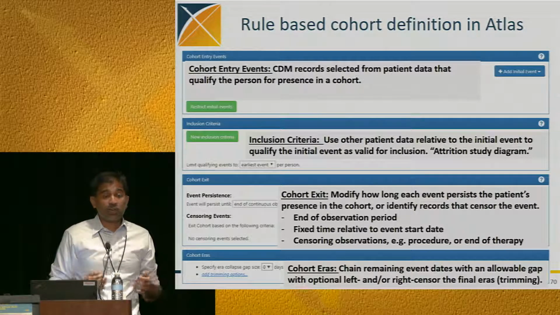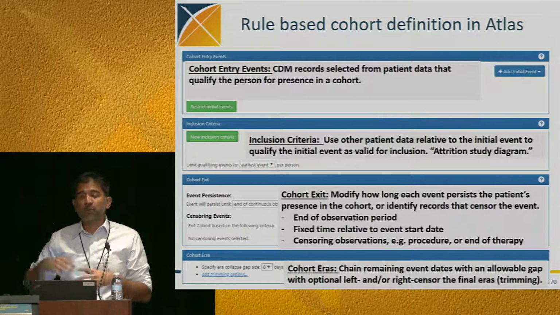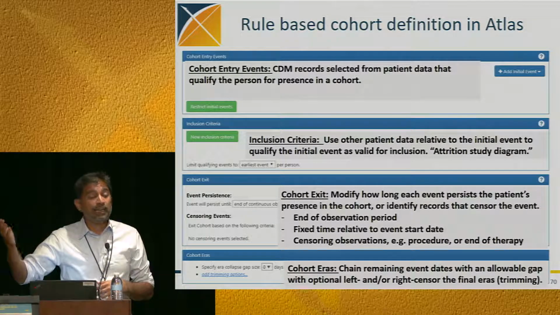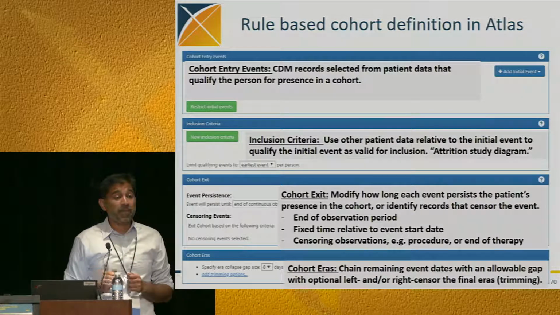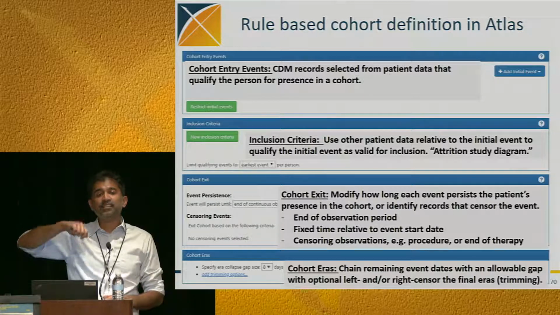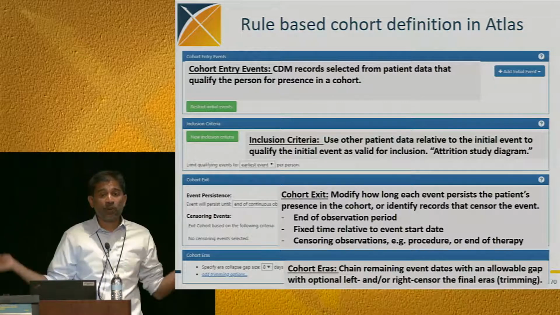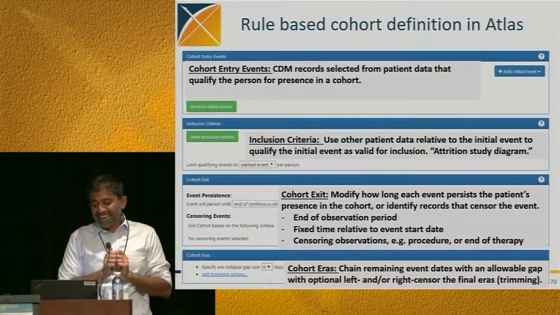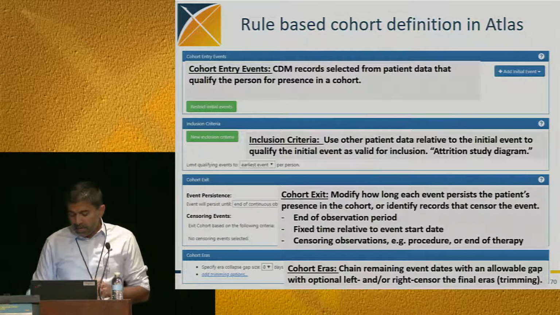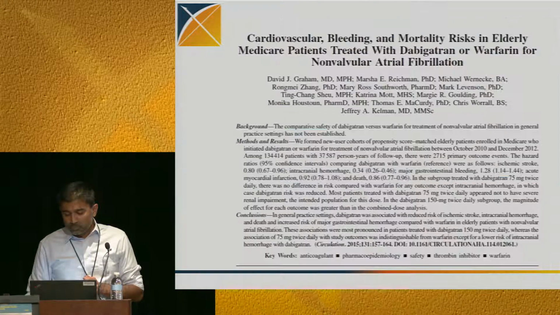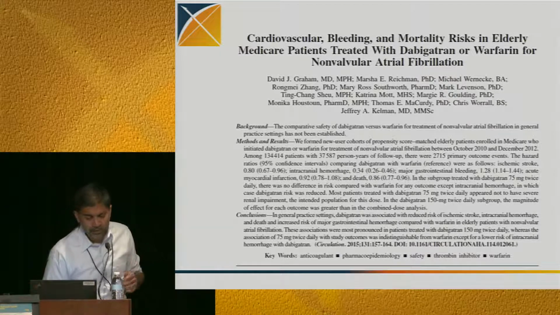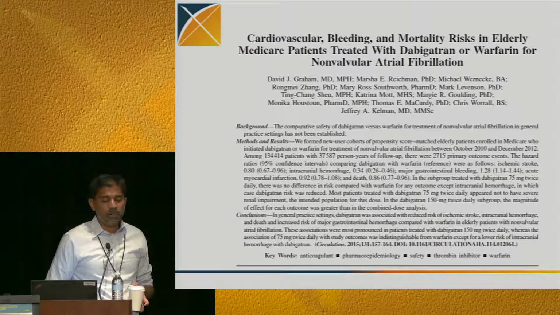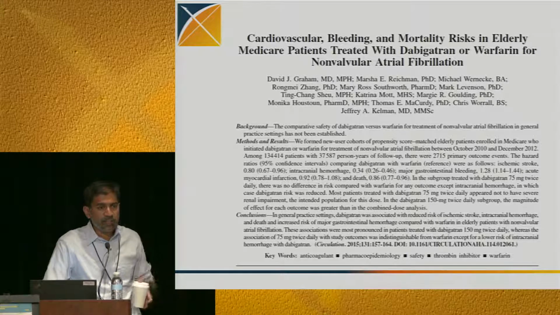And like we talked about, there could be censoring. Censoring could be, did they stop taking warfarin? Or did they have myocardial infarction? Or maybe they switched from warfarin to another drug, and then we don't want to study them. So these are cohort exit criteria. And so on. This is a paper that has been used historically for all analysis. Patrick went over this.